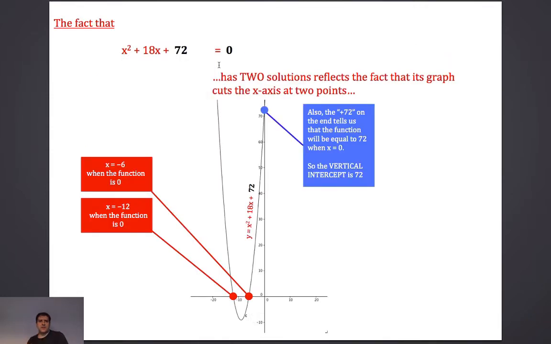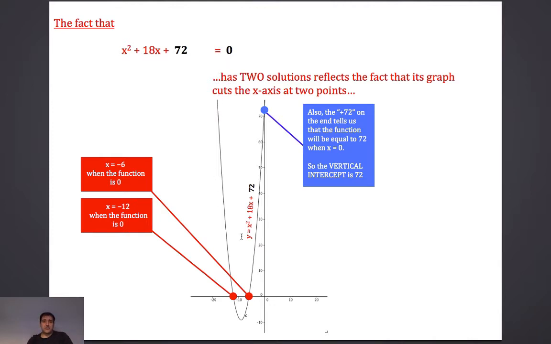So here's a little note about graphs. The fact that x squared plus 18x plus 72 equals 0 has two solutions reflects the fact that its graph cuts the x-axis at 2 points. Because you're asking the question, when does that thing equal 0?